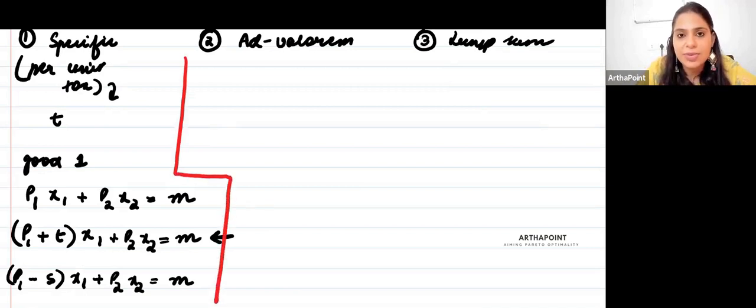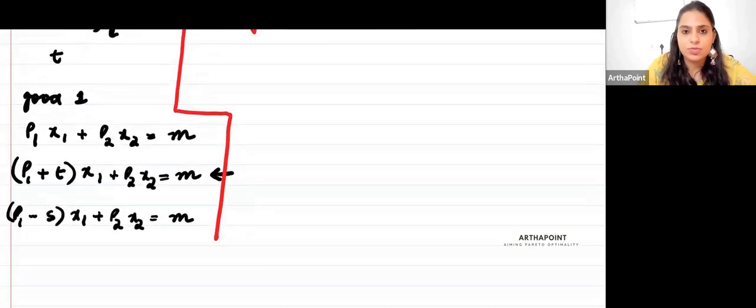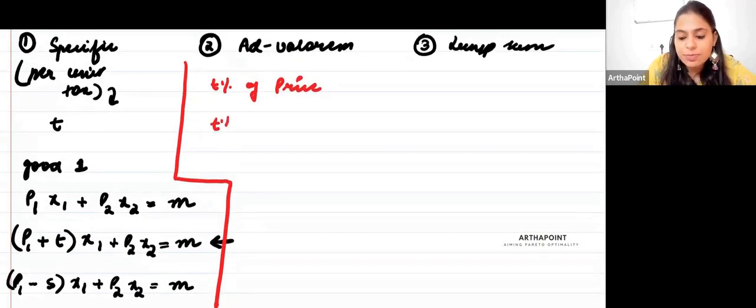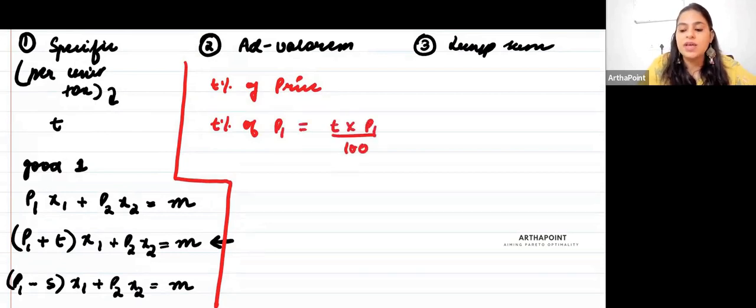What is going to happen in ad valorem? In case of ad valorem, you are going to put a tax, but it is going to be a percentage of the price. So suppose I tell you that P% of price is the tax on good 1. So P% of P1, how do you find percentage? P into P1 upon 100. This is the tax that you are imposing.